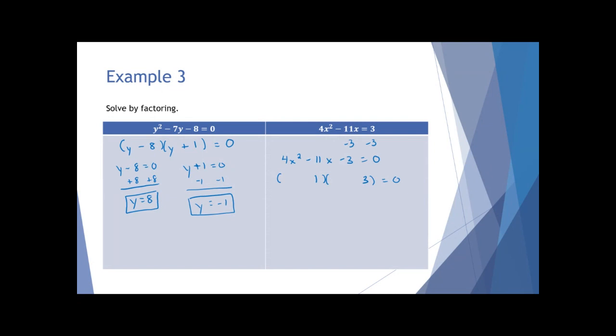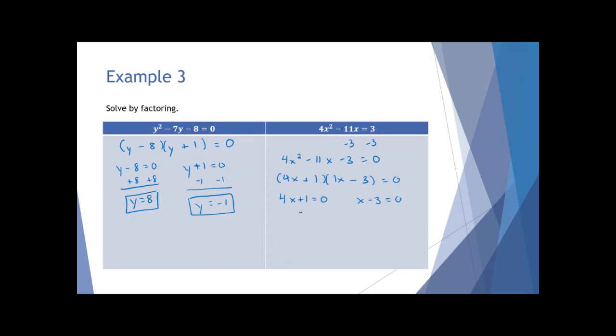If I need to get to a negative 11, I'm guessing that I could do 4 and 1. If I have 4 times, and I need to put my x's in there. So if I do a 4 times a negative 3, that's negative 12. And then plus 1x, that gives me negative 11. So I've got negative 12x plus 1x, that gives me negative 11x. So now that I've factored, I set each factor equal to 0. So I have 4x plus 1 equal to 0, x minus 3 equal to 0.